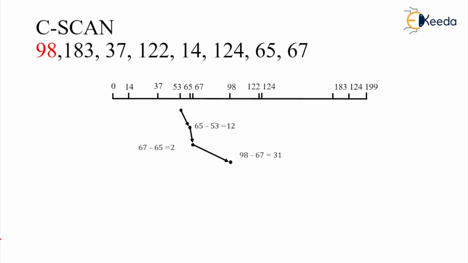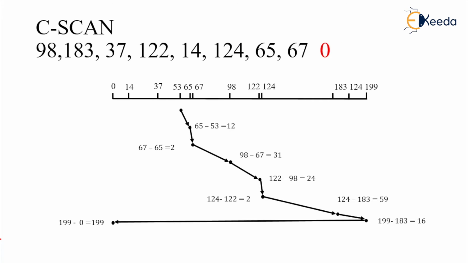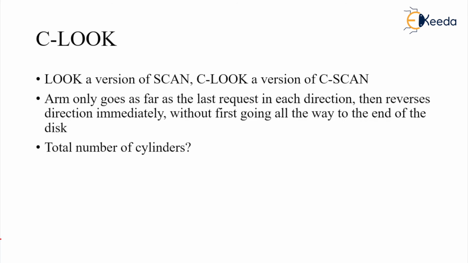Circular scan: immediately come back, rather than servicing anyone on the return. Look is a version of scan, and C-look is a version of C-scan. The arm goes as far as the last request in each direction, then reverses the direction immediately without first going all the way to the end of the disk.